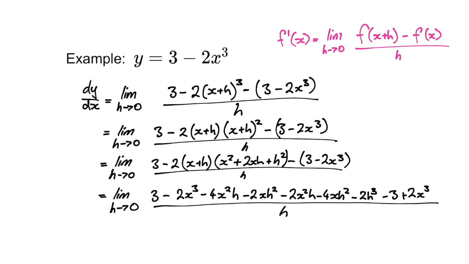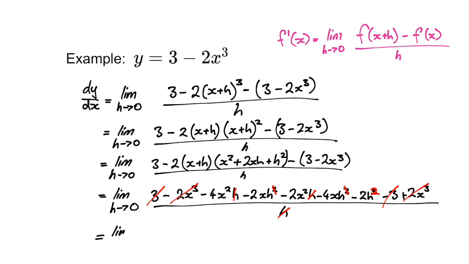Now we can start with our simplification. So we have a 3 and a minus 3. We'll get rid of those. We have a plus 2x cubed and a minus 2x cubed, so we'll just get rid of those. And each one of these that remains has a value of h in them, so we can cancel it with the h down the bottom. So that one will disappear, the square goes, the square disappears here, and this changes to a 2.